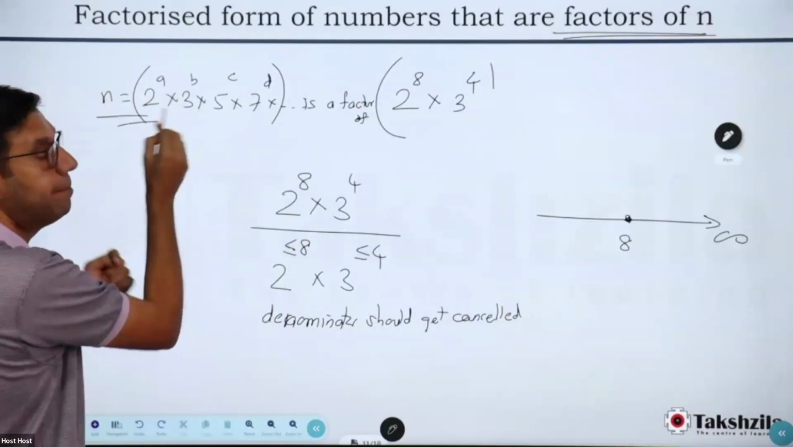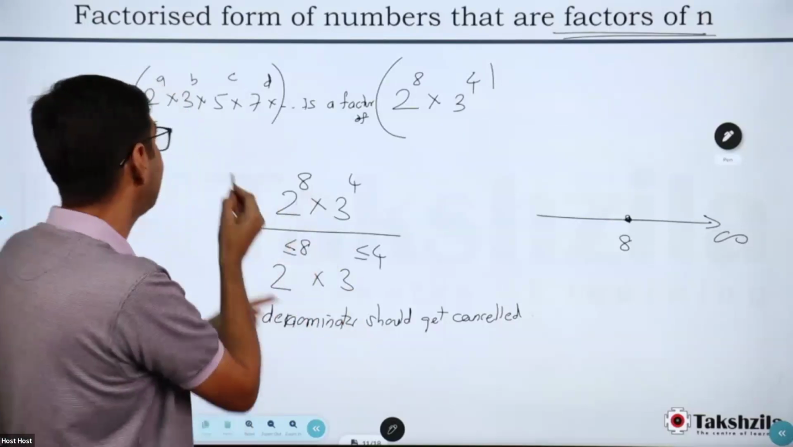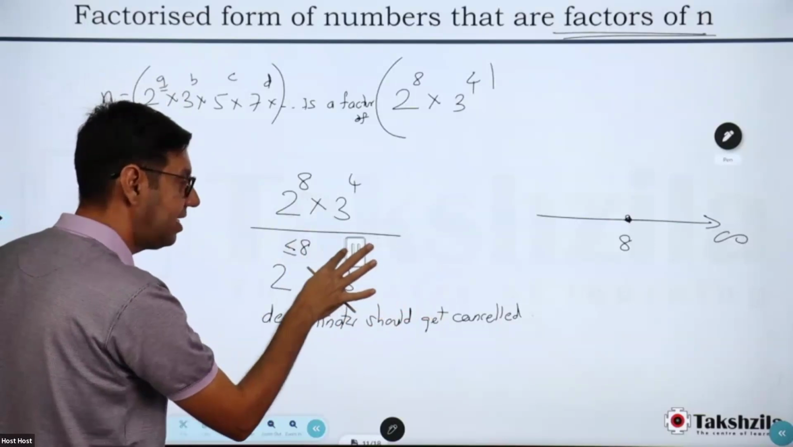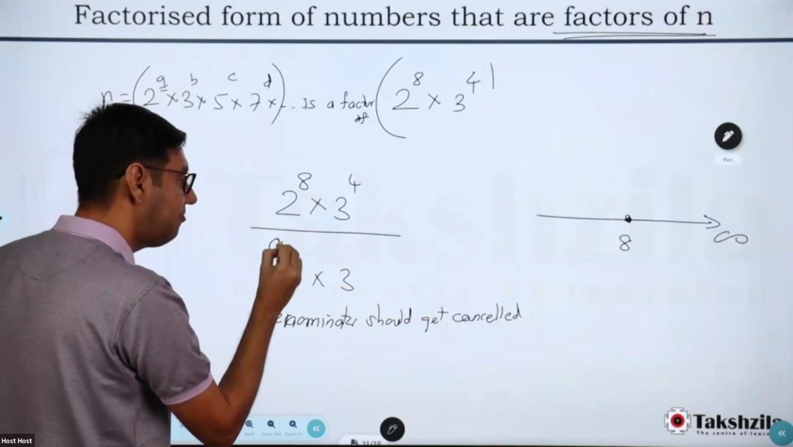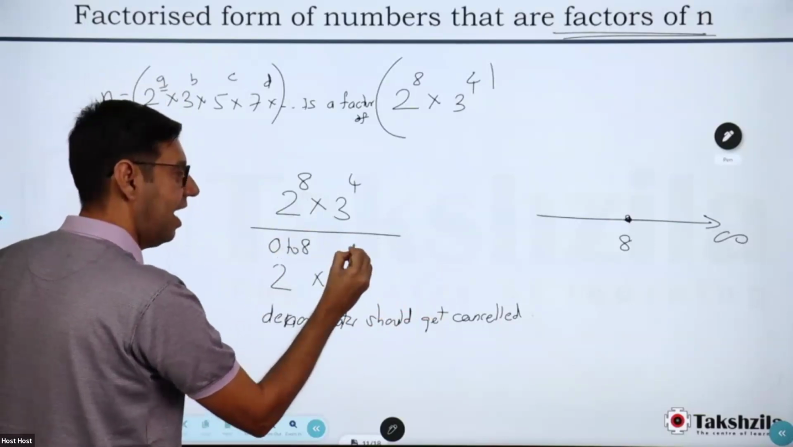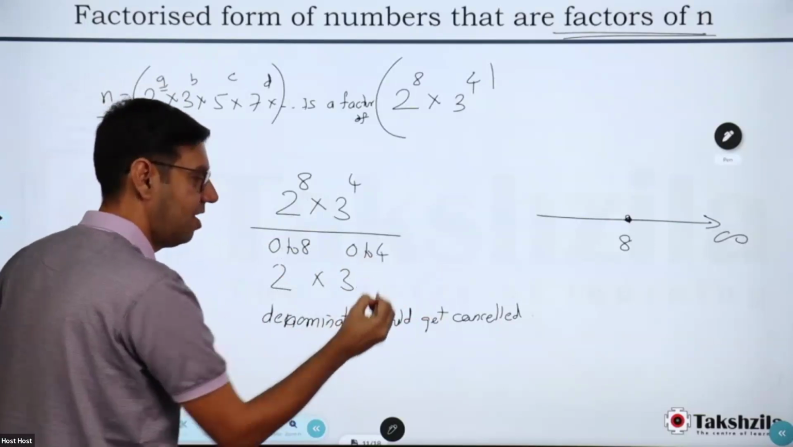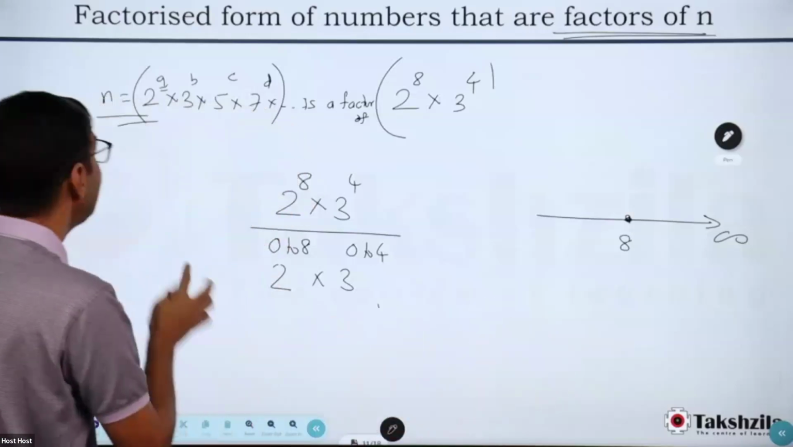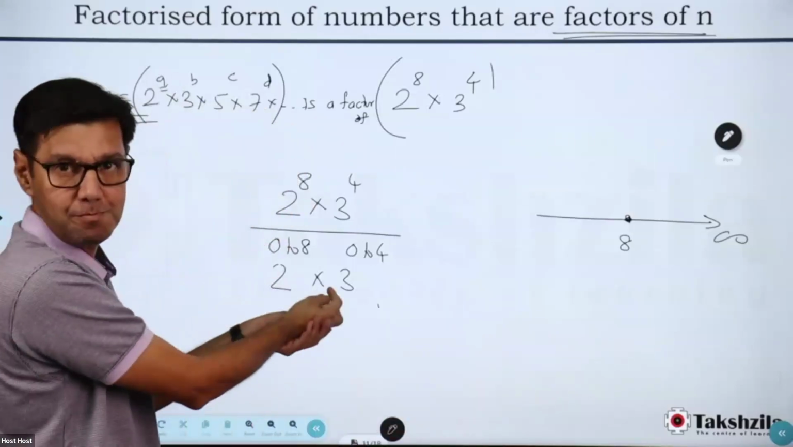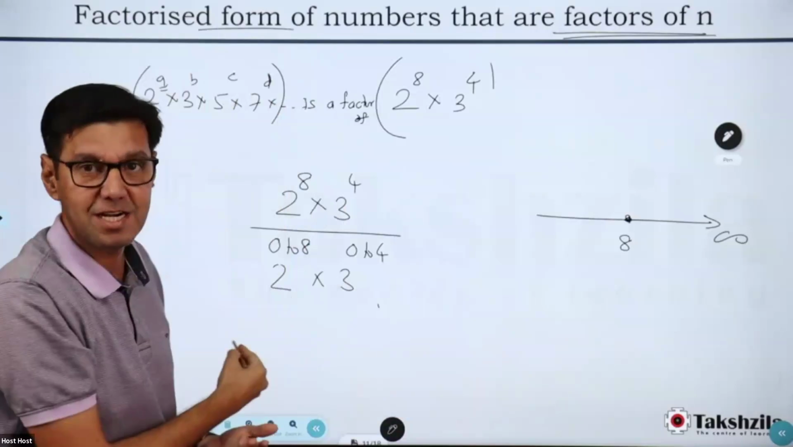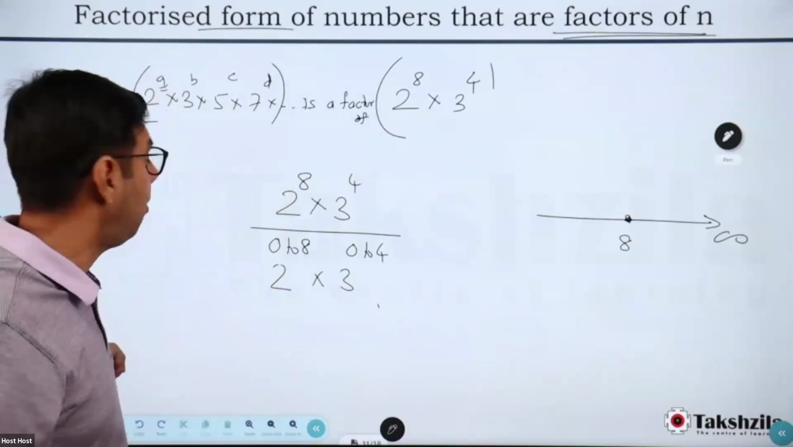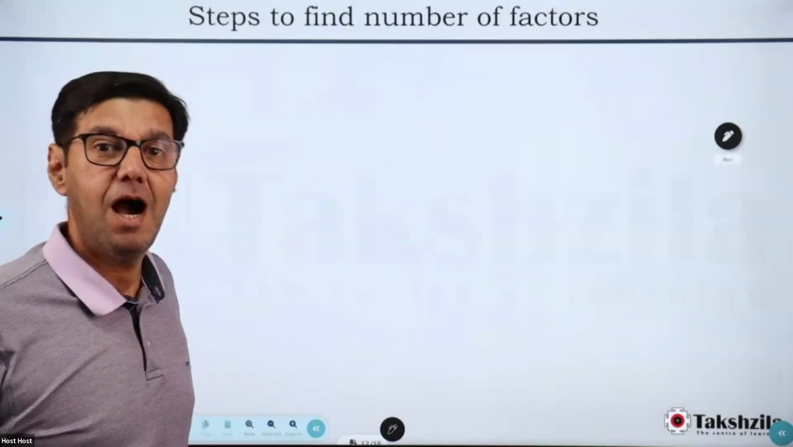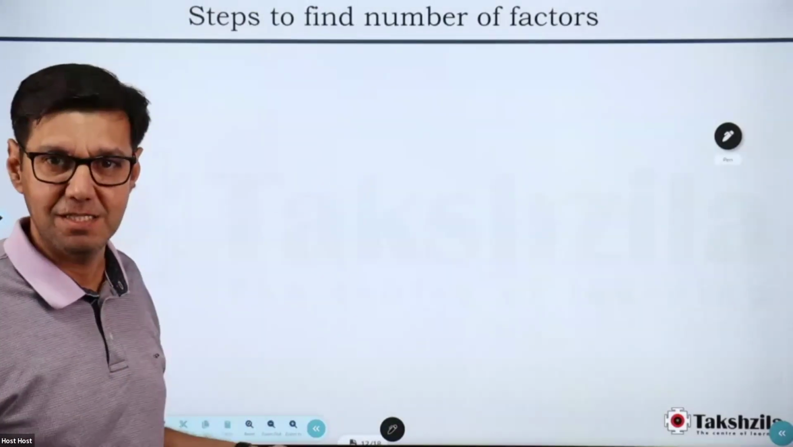When we say number, remember we had a condition that the power can only go till 0. So what you should write down is, it could be only from 0 to 8, and this could be 0 to 4. Are we together, everyone? Now tell me how many possibilities. So this is the factorized form. You got the idea. But the question now is, how many factors?